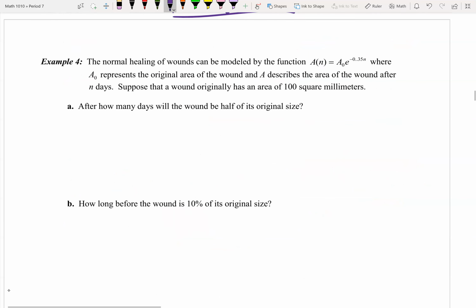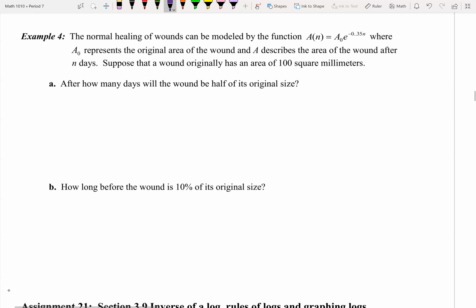Okay, one more question. The normal healing of wounds can be modeled by this equation, where A sub 0 is the original area of the wound, A is the wound after n days. Suppose the wound has an original area of 100 square millimeters. Okay, let's talk about this. You get hurt. You have a wound. If everything's clean and going great, your wound gets smaller and smaller and smaller.